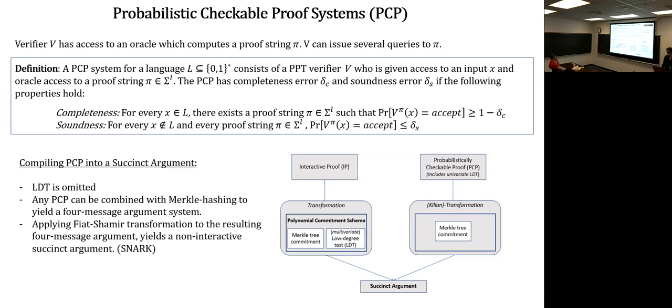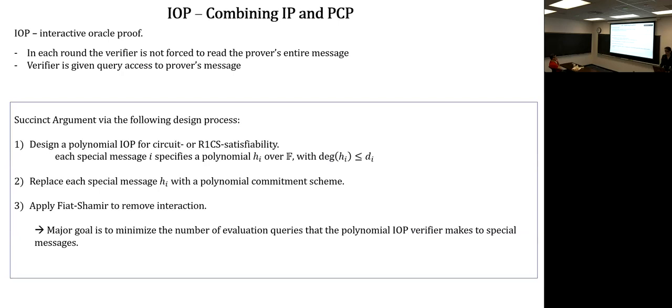So this is just a slide to give you an idea that we can again construct SNARKs from PCPs, not only from IPs. It is interesting to see that by combining interactive proof systems with PCPs, we obtain interactive oracle proofs. In an interactive oracle proof, in each round, the verifier is not forced to read the entire prover's message. It reads just a small part of the prover's message, and just by analyzing that small part, the verifier can already decide whether to accept the proof or not.